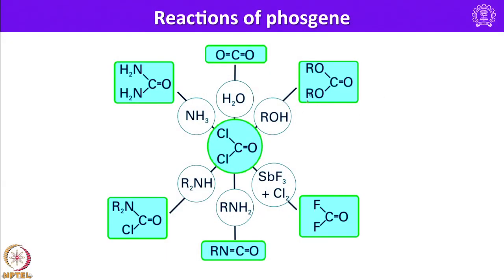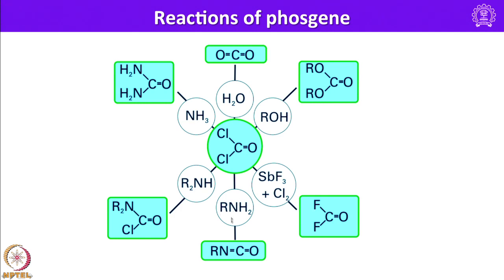So, CO gas is directly combined with chlorine over charcoal heated to 200 degree centigrade. Of course, this is a very good intermediate in organic reactions. A few of them I have shown here. Carbonyl chloride or phosgene on treatment with water undergoes hydrolysis to give carbon dioxide. On treatment with alcohol, it gives anhydrides, and also it can be fluorinated using antimony trifluoride.